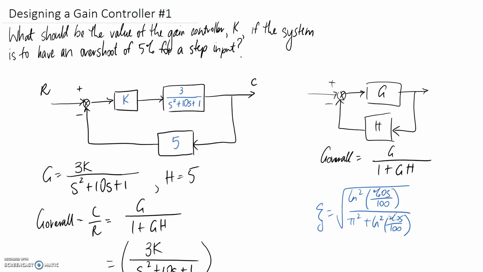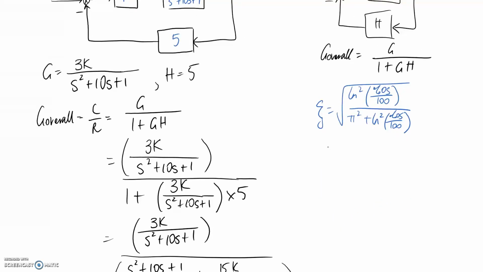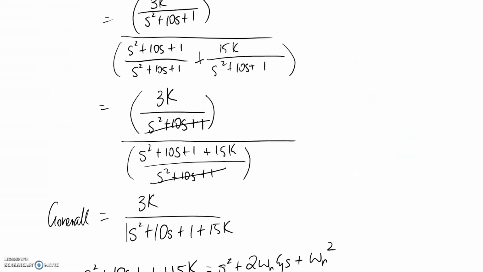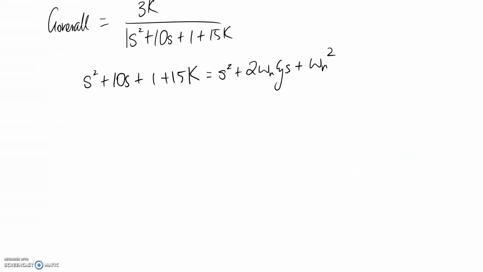All we need to substitute in now is the percent overshoot, for which we've got 5. So let's go ahead and do that. So it's going to be 5 on 100. And if we type that into a calculator, we get about 0.69 for the zeta value. So anytime we have this value, that means we've got a 5% overshoot. So if we come back down, what we can do is solve this based on the fact that zeta has to be equal to 0.69 if we're to meet our design criteria.